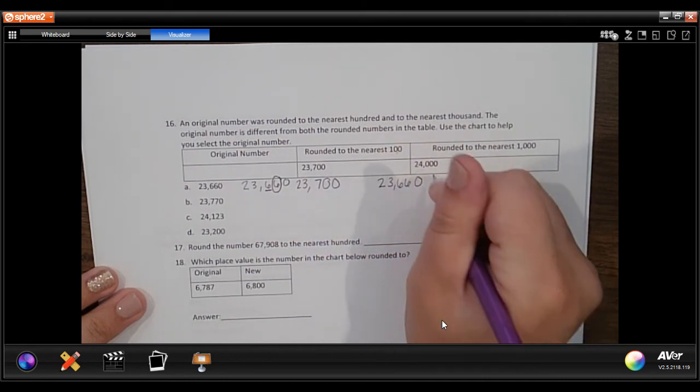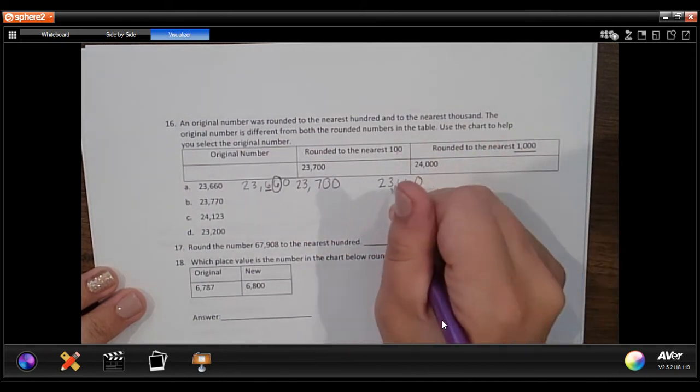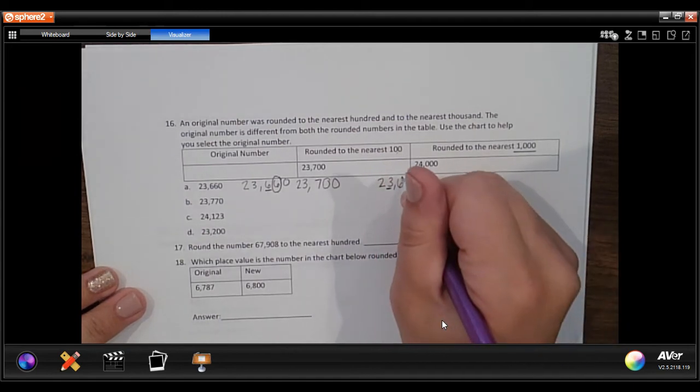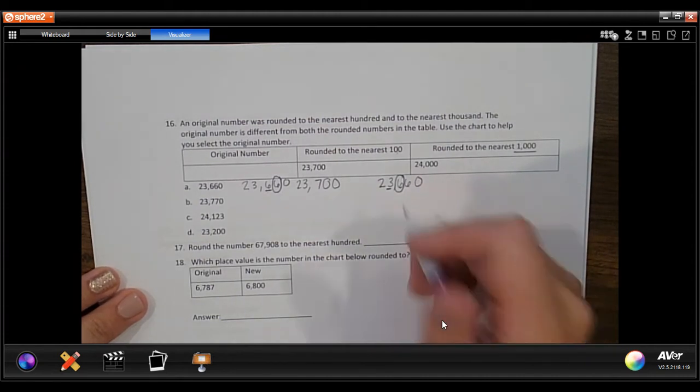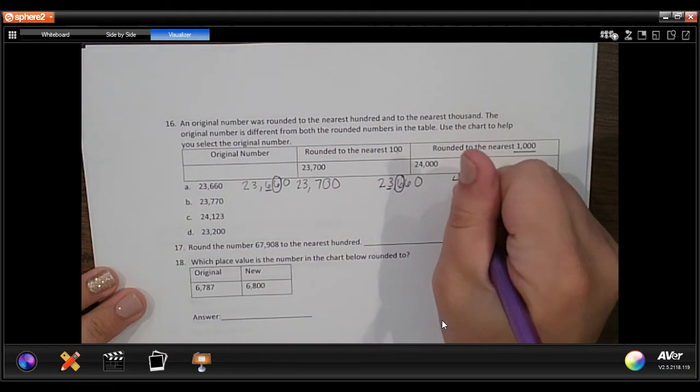23,660. I'm now going to underline the thousands place because I'm rounding to the nearest thousand. I'm going to circle the place next door, which is the hundreds place. I'm going to ask myself, is 6 0 to 4 or 5 to 9? It is 5 to 9. So that means my 3 is going to climb the vine and become a 4.